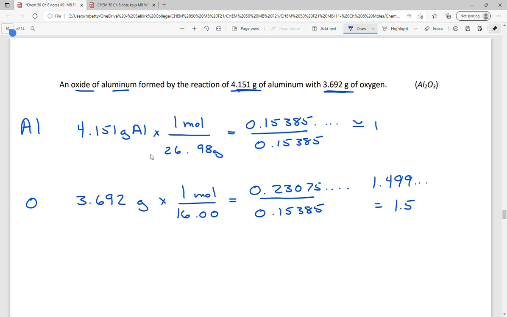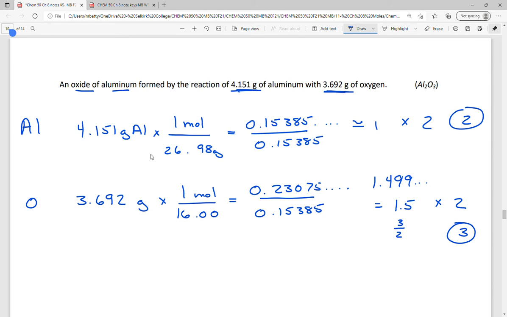Because it's a 0.5, that means that we need to multiply it all by 2 to clear the fraction. If I see this number as a fraction, that's actually 3/2. So I'm looking for the nearest whole number ratios, right? So in order to get to the nearest whole number ratio, I'm going to multiply both of these by 2. So I get a 2 and I get a 3.